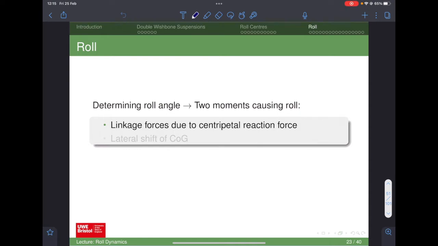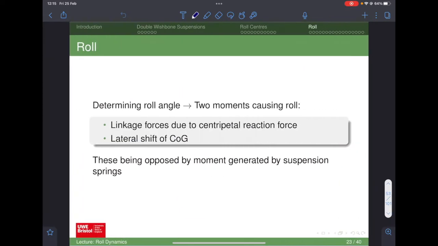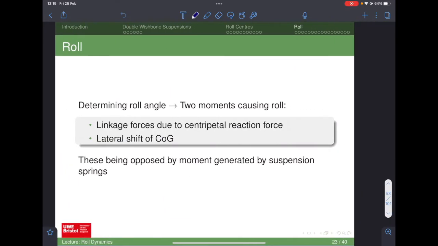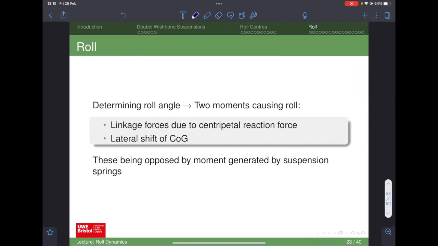Reaction obviously is in the opposite direction. And the other thing that happens is that the centre of gravity, by rolling, is actually going to induce more roll because it shifts outside of the line of the roll centre. So you've got these two roll moments that are causing the vehicle to roll out of the corner. What stops it rolling over? Well, you've got springs pushing the other way. These are being opposed by the moment being generated by the suspension springs.